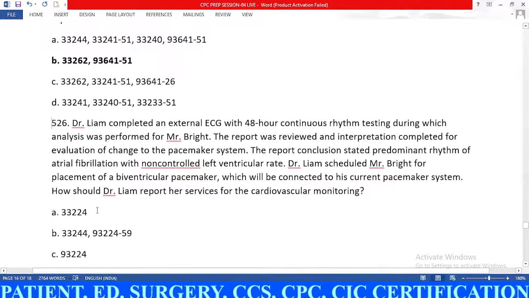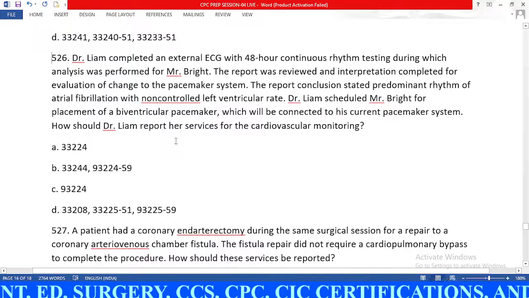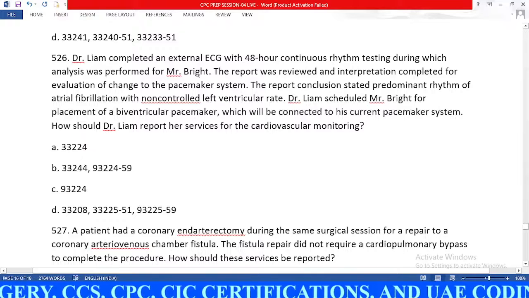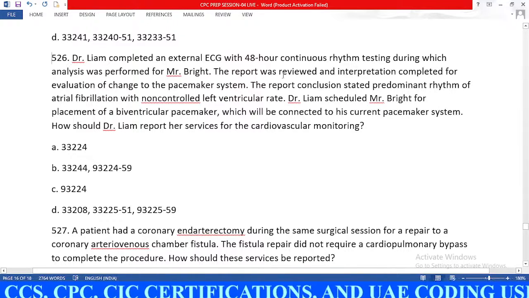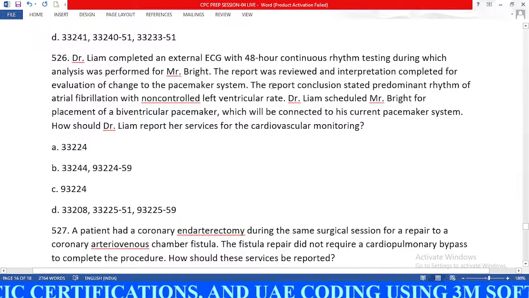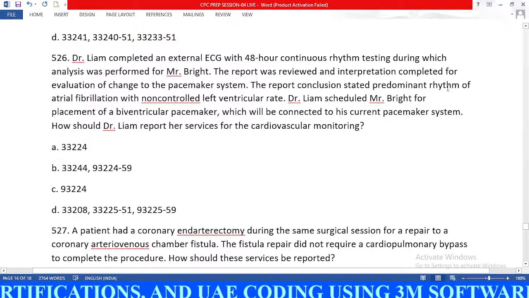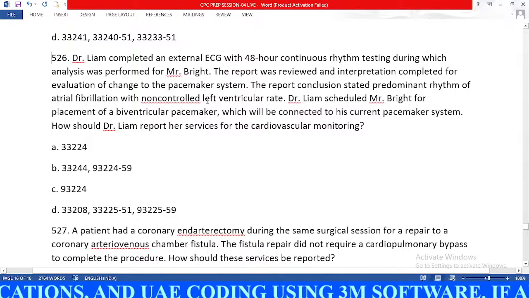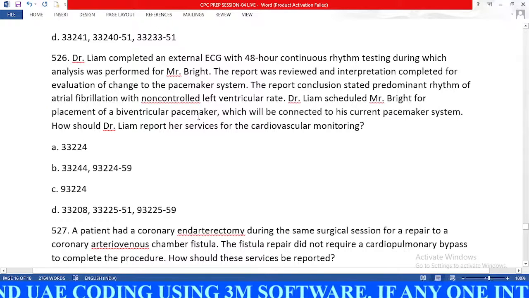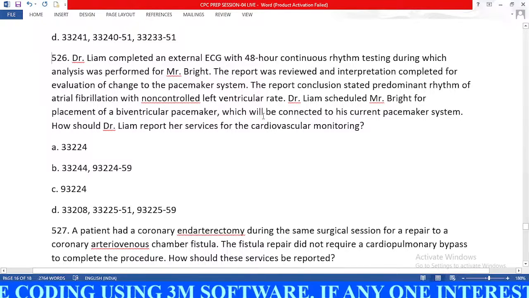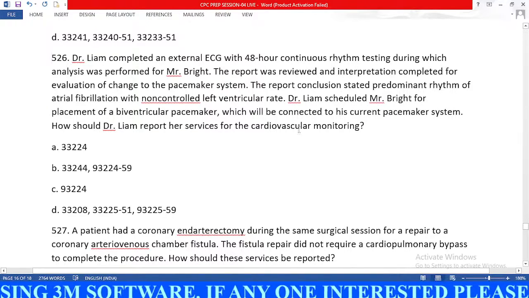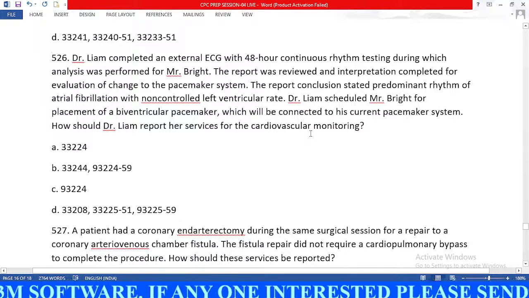So next one. Dr. Liam completed an external ECG with 48-hour continuous rhythm testing, during which analysis was performed for Mr. Bright. The report was reviewed and interpretation completed for evaluation of change to the pacemaker system. The report conclusion stated predominant rhythm of atrial fibrillation with non-controlled left ventricular rate. Dr. Liam scheduled Mr. Bright for placement of a biventricular pacemaker, which will be connected to his current pacemaker system. How should Dr. Liam report her services for the cardiovascular monitoring?